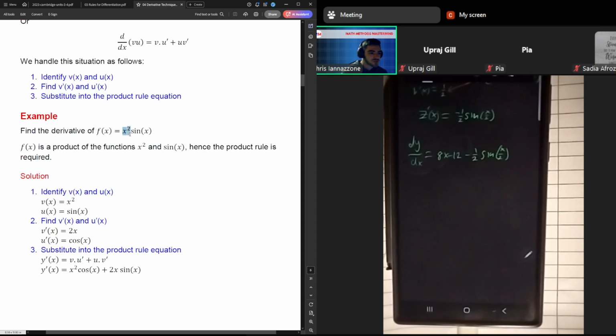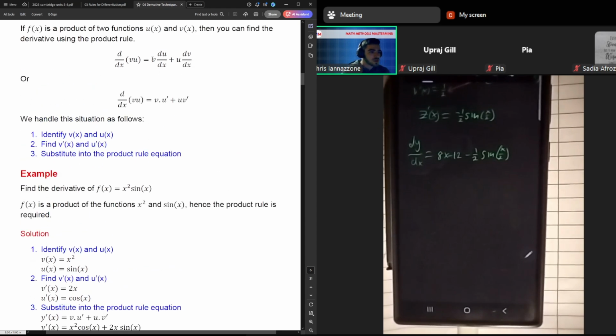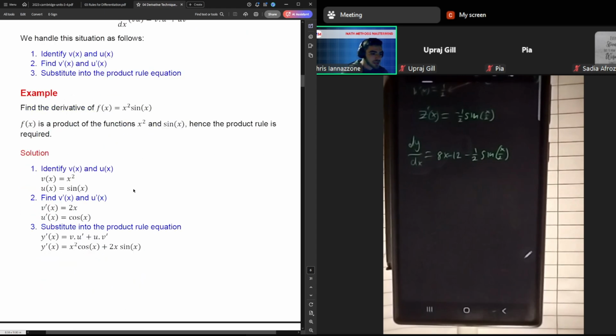So in this case, I've got v as x squared and u as sine x. It doesn't matter if you change what u and v is, at least for this type of function. But okay, product rule says I need v and u. Cool, I've already got that. But it also says I need the derivative of u and the derivative of v. That I don't yet have.